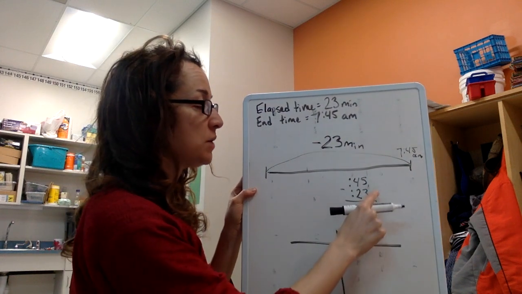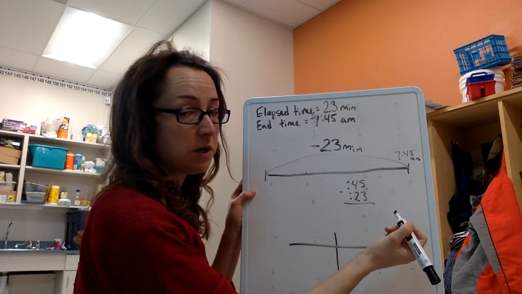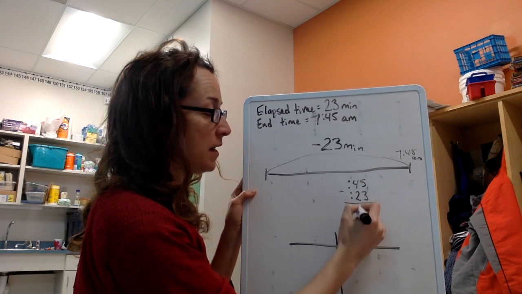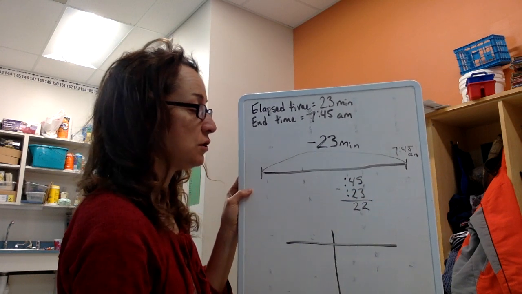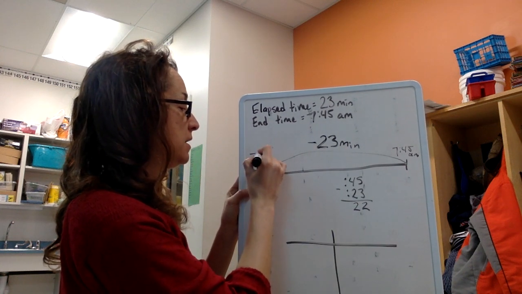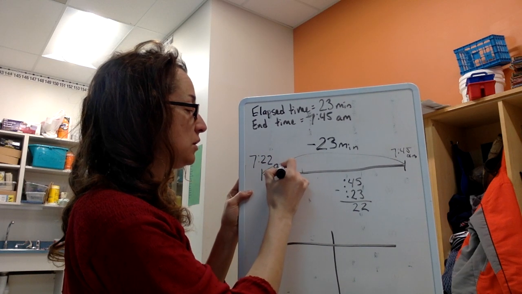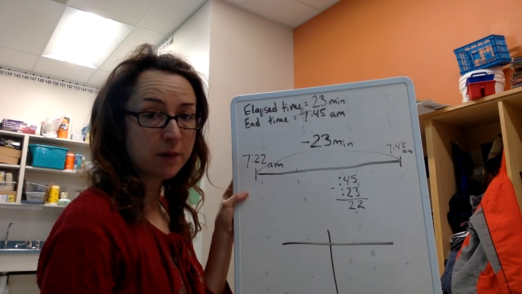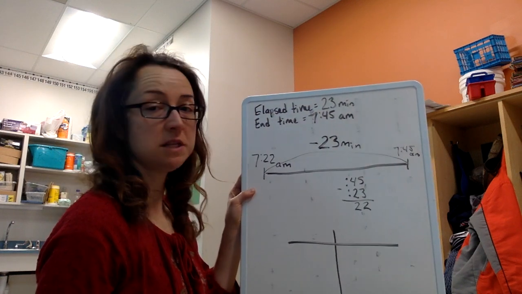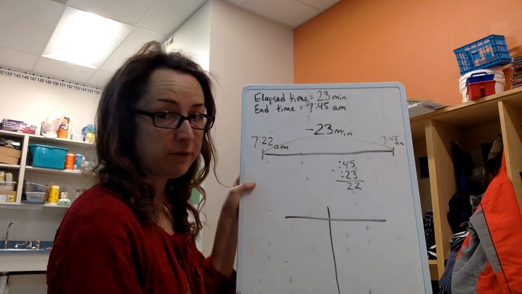So I'm going to subtract 23 from 45. That's my minutes. I'm going to go in my ones place first. 5 minus 2 is 2. And then 4 minus 2 is 2. So I can bring my hour back over here, 7, and I'm going to say 22. So my start time, or Jane's start time, was 7:22 a.m. That's how I use the number line for that.